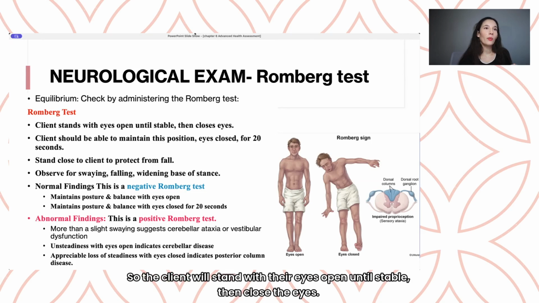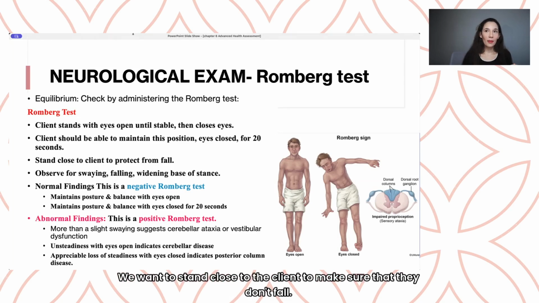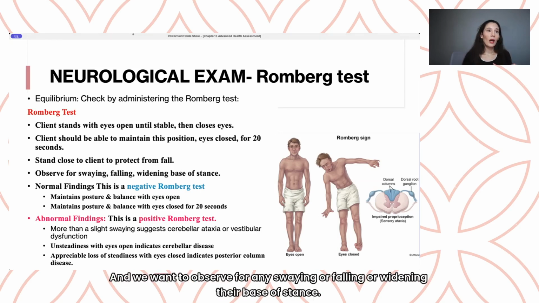The client will stand with their eyes open until stable, then close the eyes. They should be able to maintain this position with their eyes closed for 20 seconds. We want to stand close to the client to make sure that they don't fall, and we want to observe for any swaying or falling or widening of their base of stance.